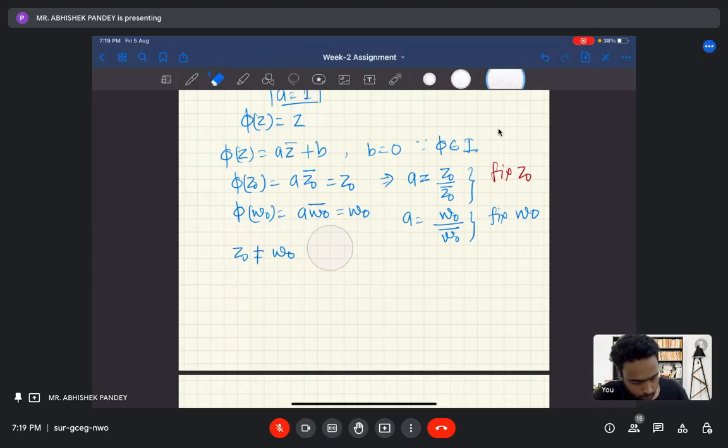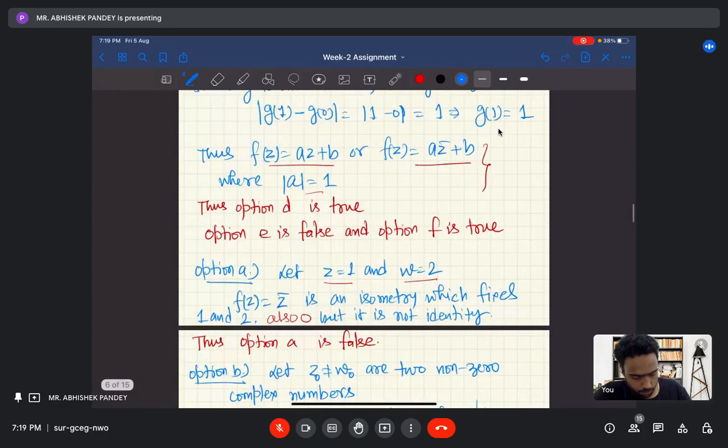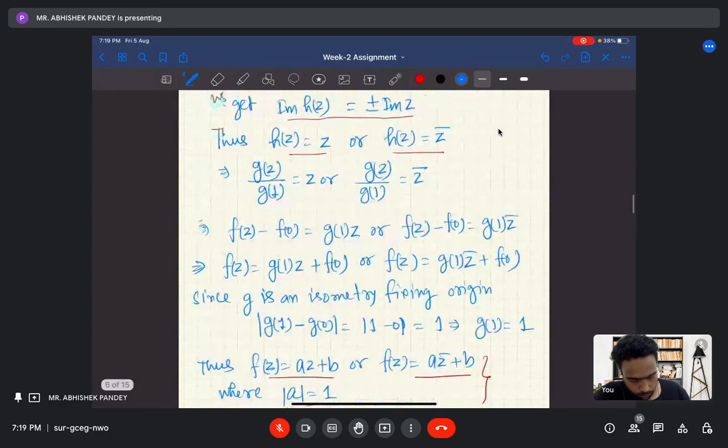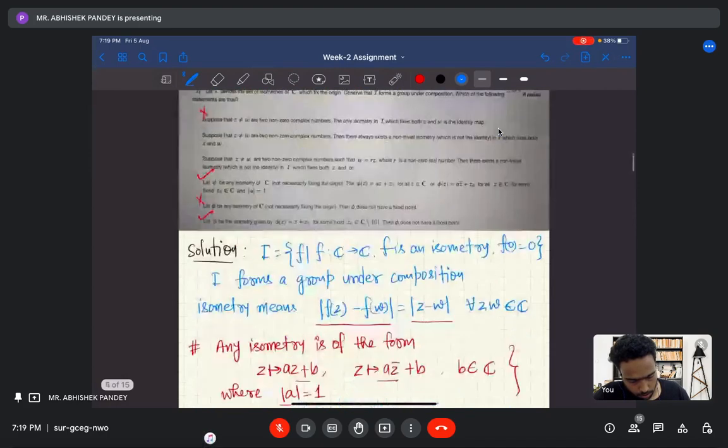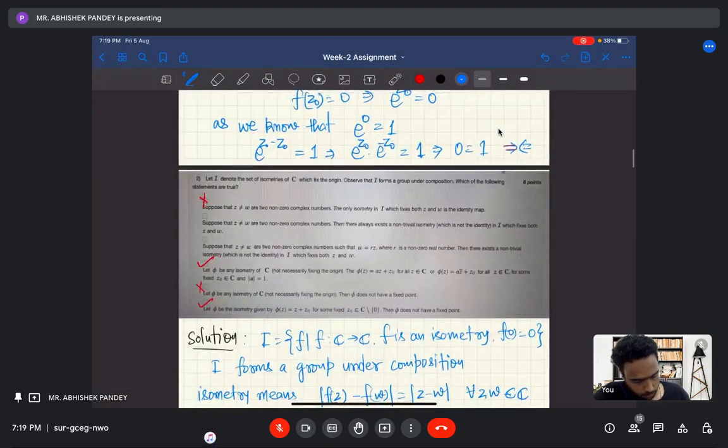So we need Z naught upon Z naught bar equal to W naught upon W naught bar. This we need. Now it is easy for you to check that it will become trivial. So it is option B, so this is also false.